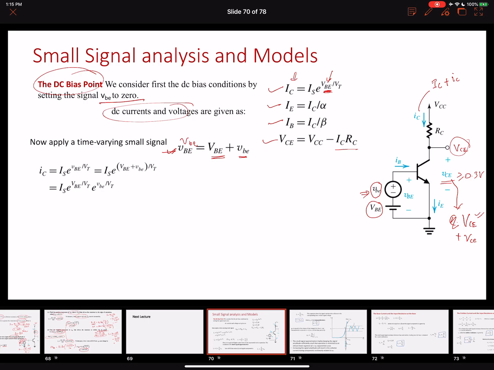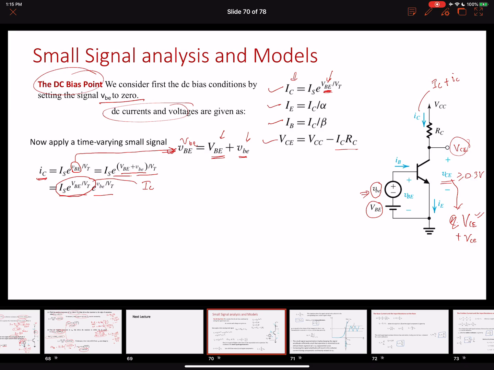So our total collector current equals the exponent of the total instantaneous input voltage, which is VBE, the DC value, plus the time varying component. We ended up replacing it with this, and now we can easily expand these two components separately, which will come out to be this. Now we can easily realize from this that this component is simply IC.